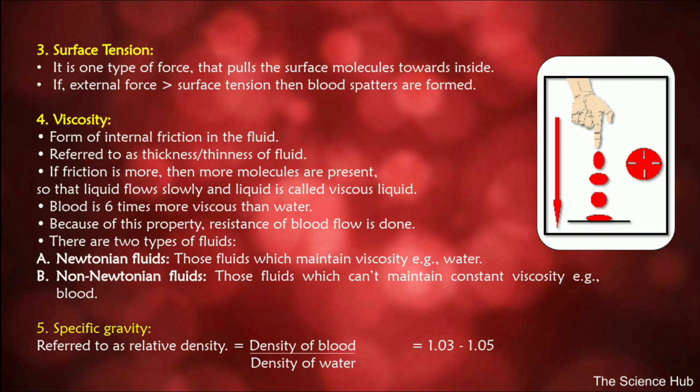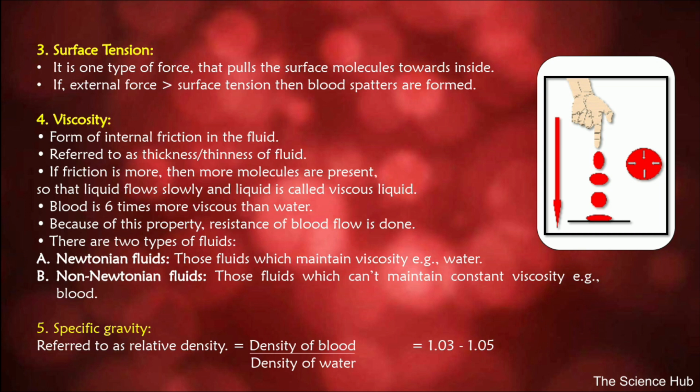The third physical property is surface tension. It is the force that pulls the surface molecules towards the inside, and this force is exerted by the molecules situated below the surface. If the external force is greater than the surface tension, then blood spatters are formed.